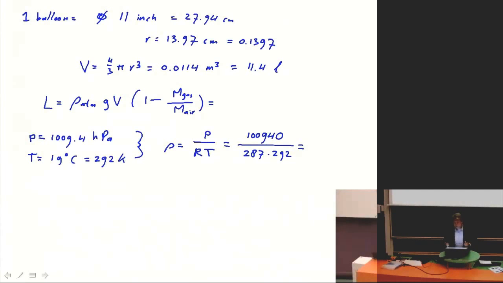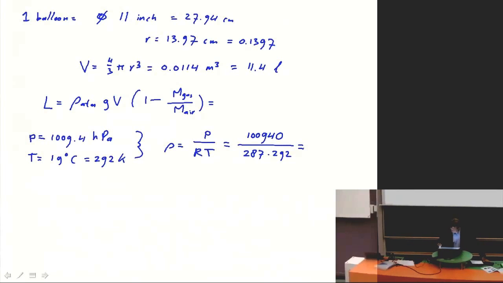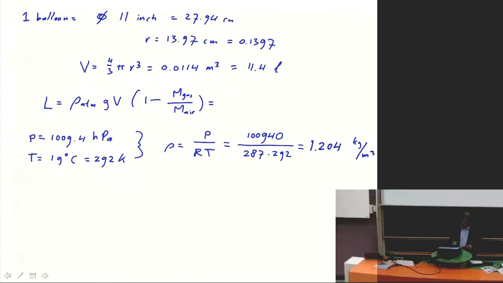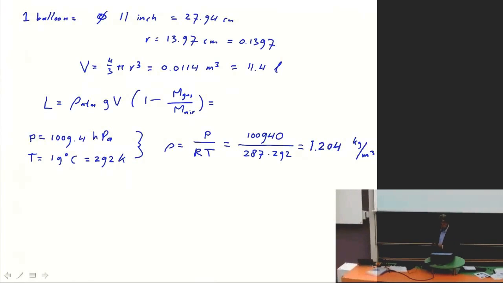Okay, I hear some numbers. What is it? 1.204. Okay. The standard value we will later use for a standard atmosphere is 1.225. So this seems to be in the right order of magnitude. So 1.204. Then, what else do we need? We've got g. We'll use 9.81.